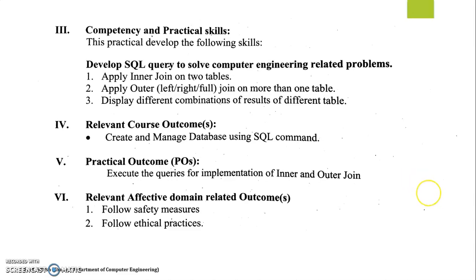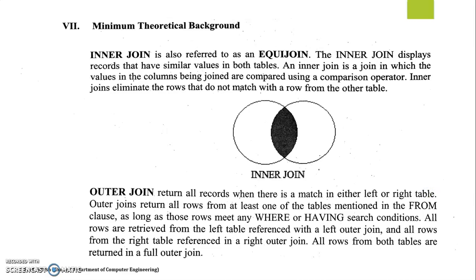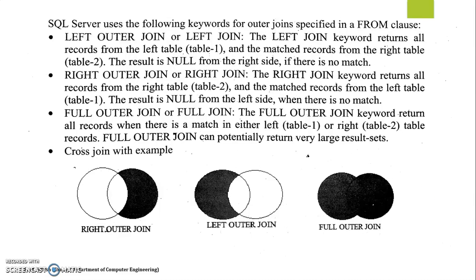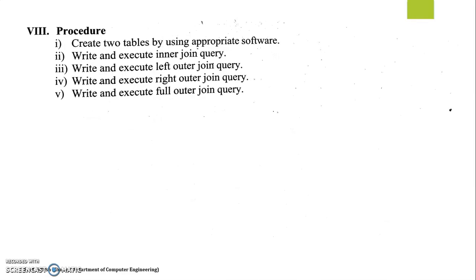Relevant affective domain outcomes: follow safety measures and follow ethical practices. The minimum theoretical background required is inner join and outer join. This we have covered in our theoretical section, so you can refer to the videos on these joins. Procedure: create two tables using appropriate software, and write and execute queries for inner join, left outer join, right outer join and full outer join.